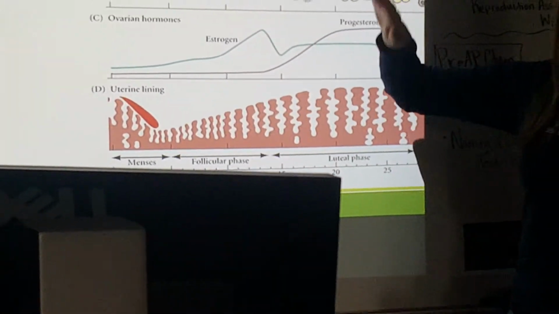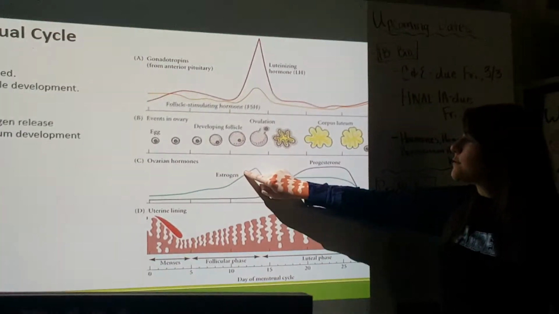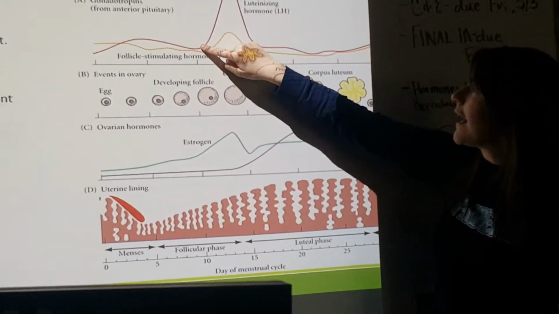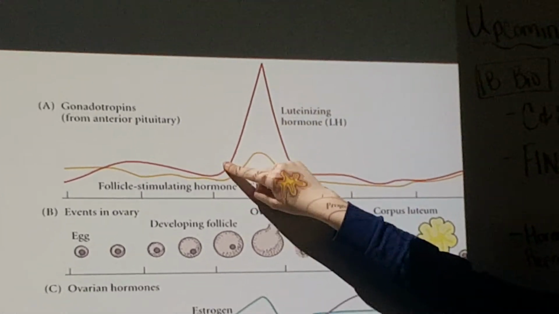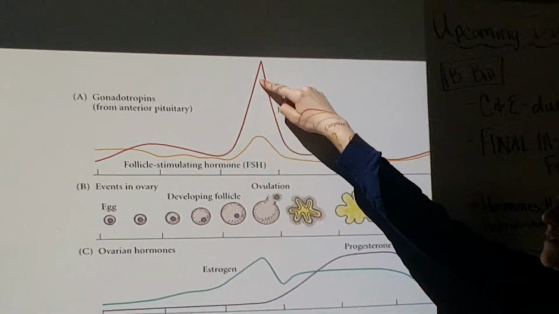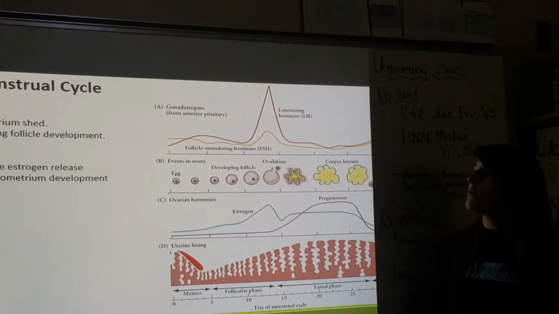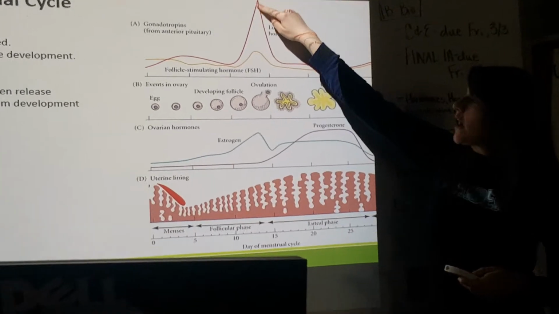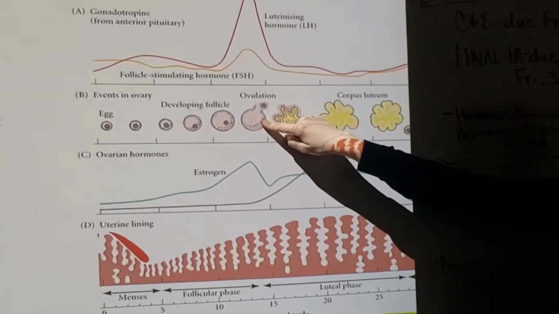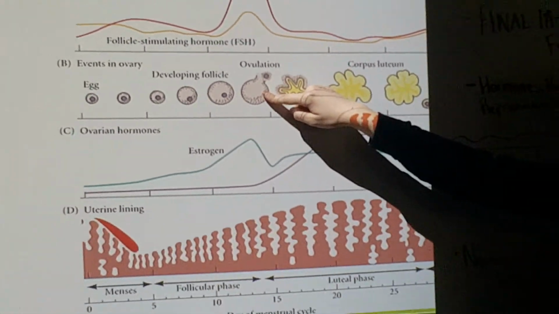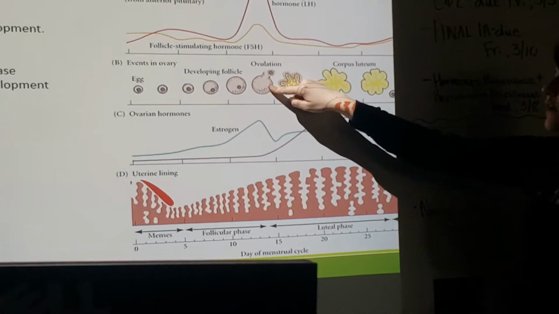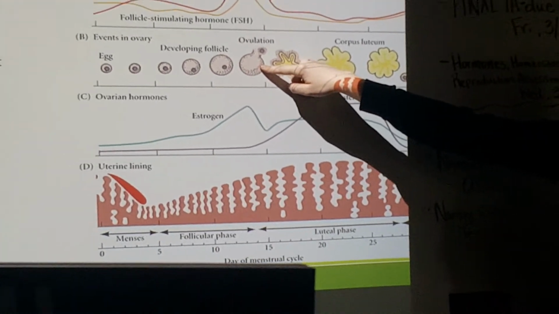Estrogen, an ovarian hormone, has positive feedback with LH, luteinizing hormone, in the pituitary gland. So luteinizing hormone spikes and causes an egg to be released from the follicle. This is called ovulation. This begins the luteal phase.